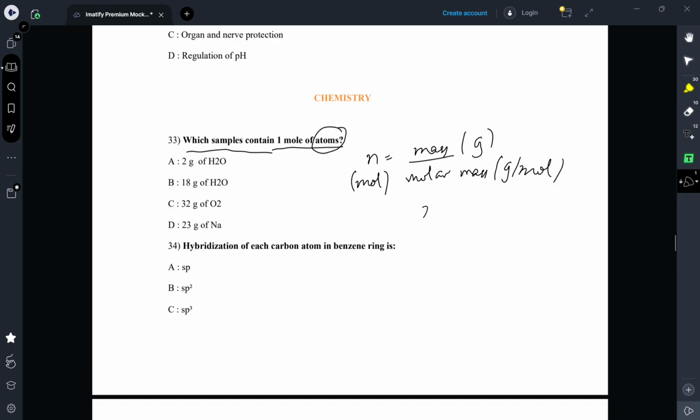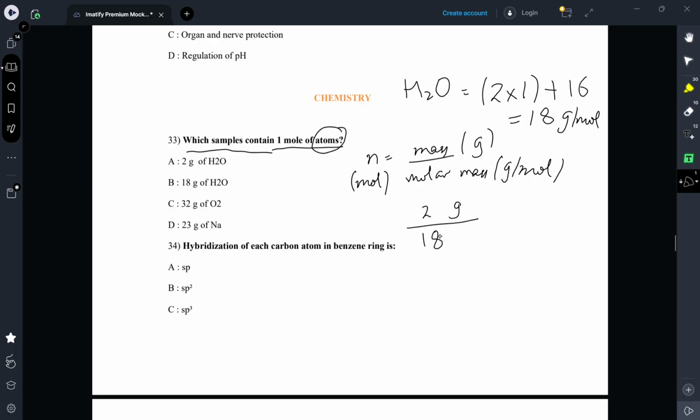So for the first one, 2 grams of H2O. The molar mass of H2O, you should know, will be 18. So 2 into 1, the atomic mass of hydrogen, plus we have to add that of oxygen as well, so it will be 18 gram per mole. This is the molar mass of H2O. You add the molar mass of hydrogen and oxygen, but as we have two hydrogens, we have to multiply it by 2. I hope you get it.